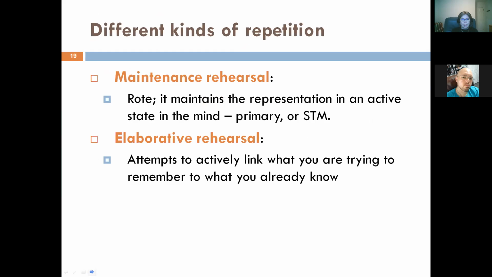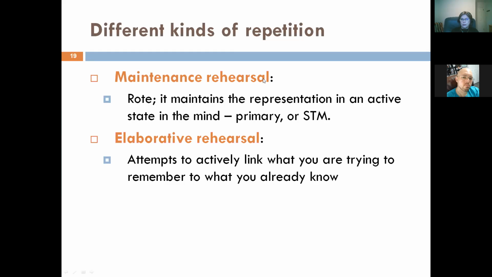So this repetition is something that should be called maintenance rehearsal. That is, it's rote. You just repeat the words or the numbers or the phone number or whatever else you're trying to remember. You just repeat it in your phonological loop. Now remember, it's only 30 seconds. And then you have to either push it into LTM or lose it. This doesn't give us any other connection except for the sound form of these words.